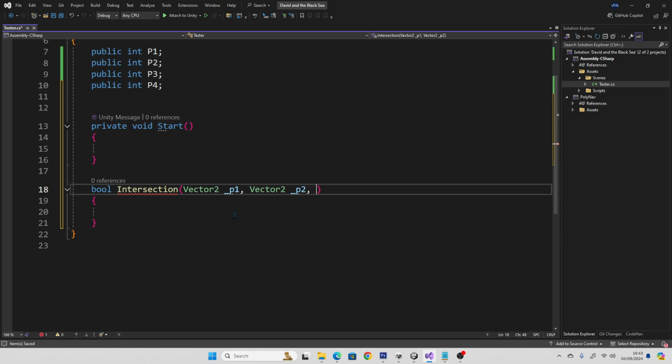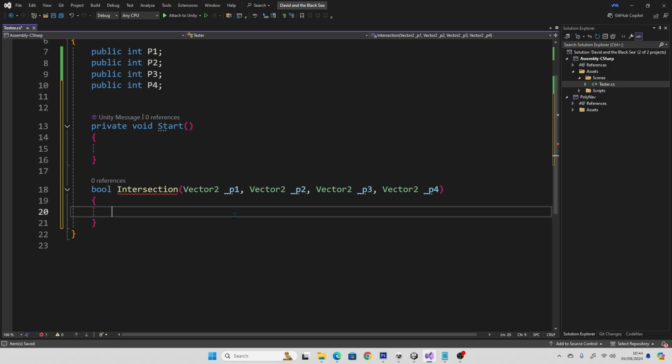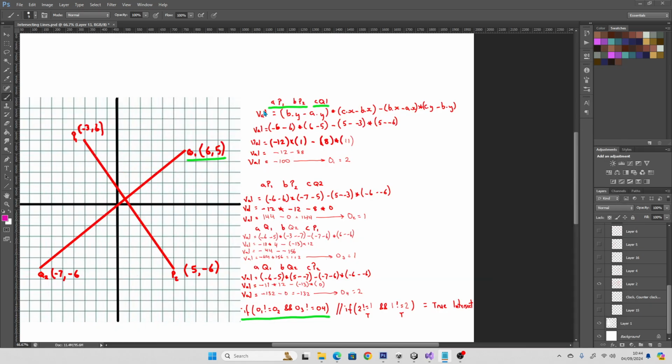P2, P3, and P4. All right. And I have my first equation, which is going to be this equation. This equation is finding out orientation. And later on, we had to have another equation on figuring out whether or not they are on segment.